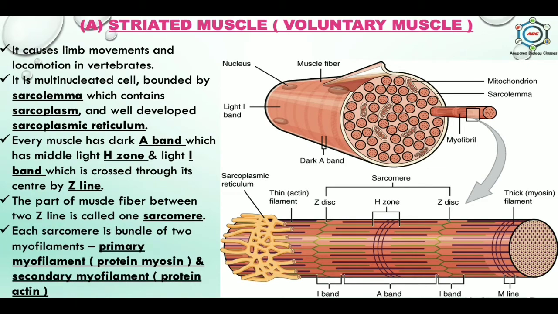Each sarcomere is a bundle of two myofilaments. The primary myofilament is made up of the protein myosin and is the thick filament, and the secondary myofilament is made up of the protein actin, and this is the thin filament. The secondary myofilament has two regulatory proteins which are tropomyosin and troponin.